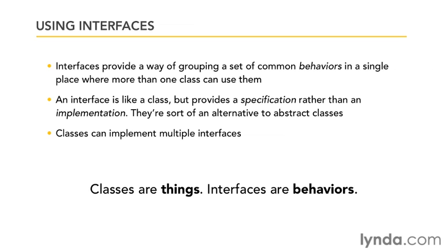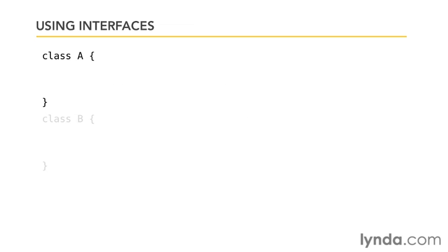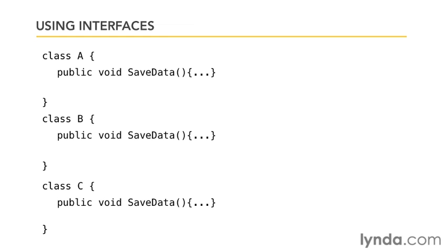So let's take a look at how using interfaces makes grouping behavior easier to understand and implement. Let's imagine I had a few classes: class A, B, and C. Let's imagine further that these classes all knew how to save their data out to some persistent storage place. Well, they could all just implement a function named saveData. The problem is, without some interface to enforce this, class A might call it saveData, class B might call it something else, class C might call it something else.